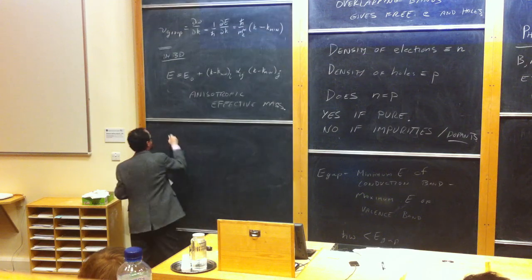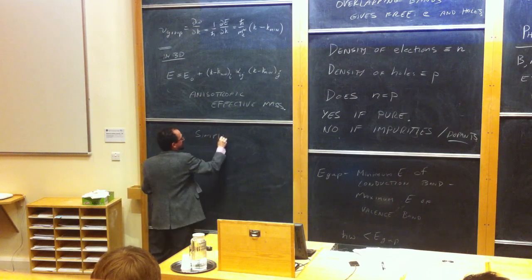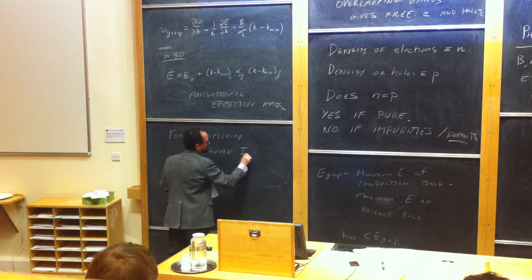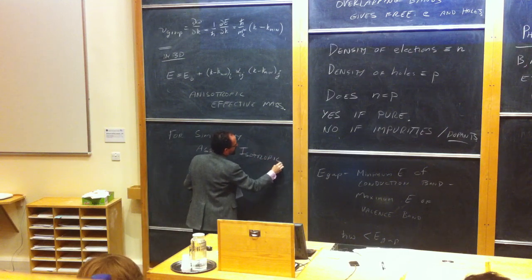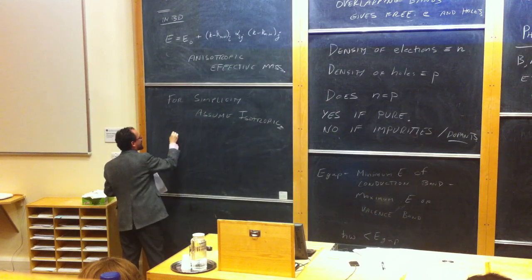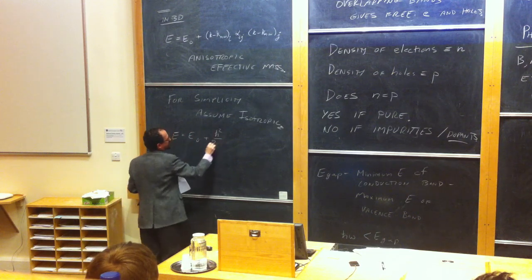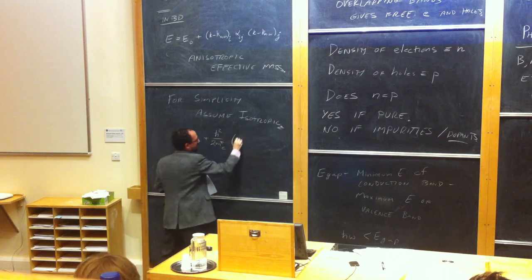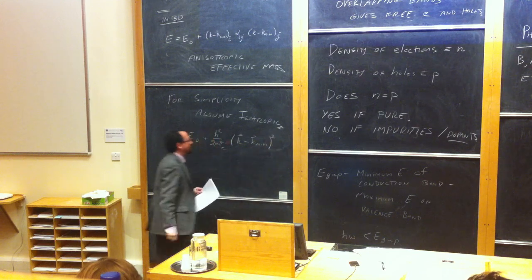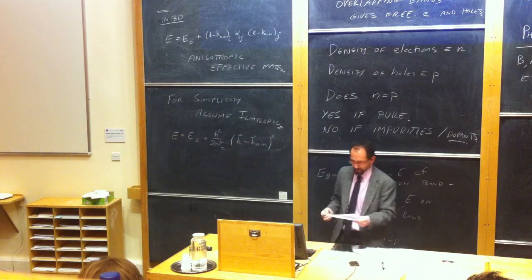However, for our purposes, for simplicity, we're going to assume isotropic, and many materials do have isotropic effective masses, in which case, in 3D, we have E equals E naught plus h bar squared over 2 m star electron, k vector minus k vector min, squared. Okay? So this complication of having anisotropic material does occur, but we're going to ignore it.